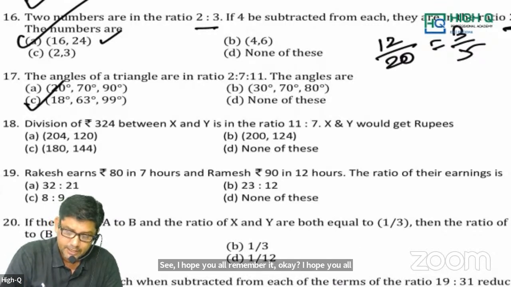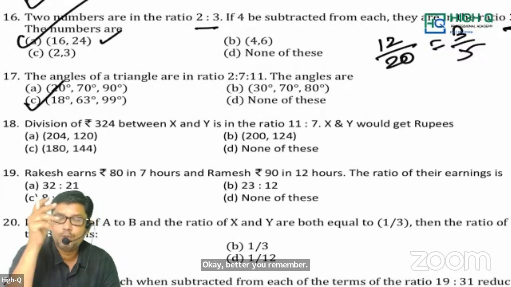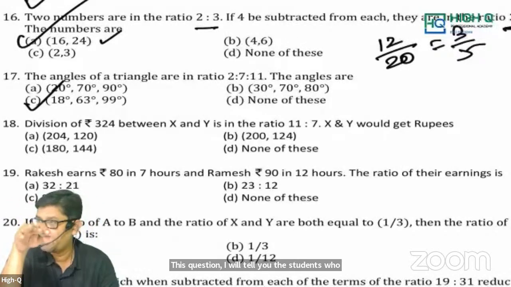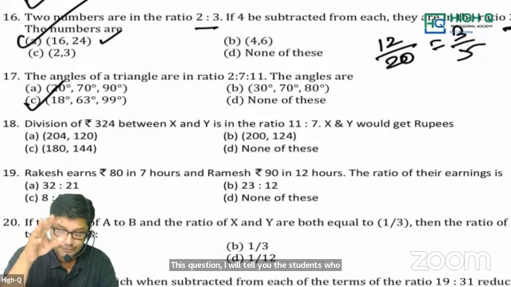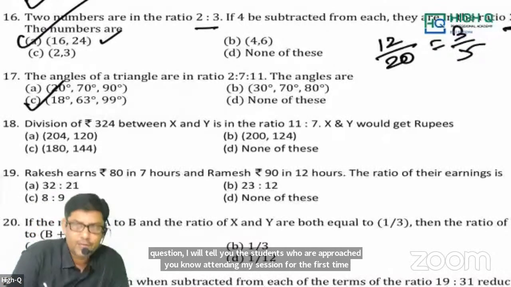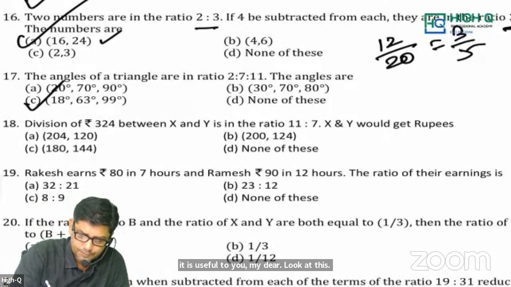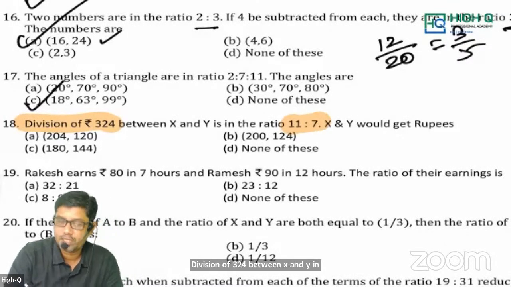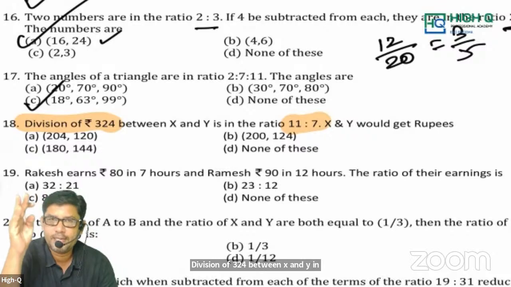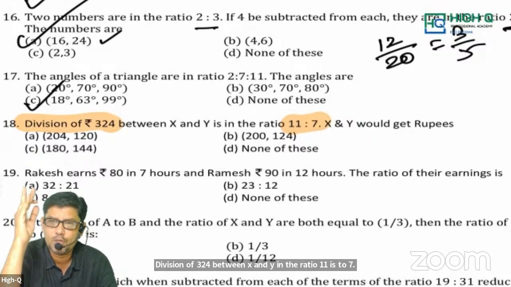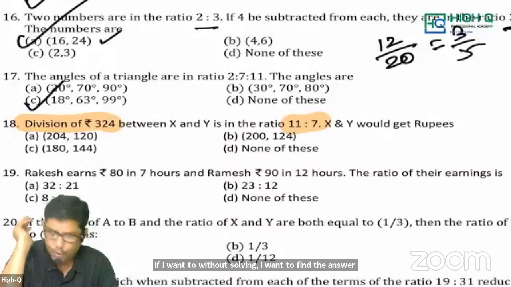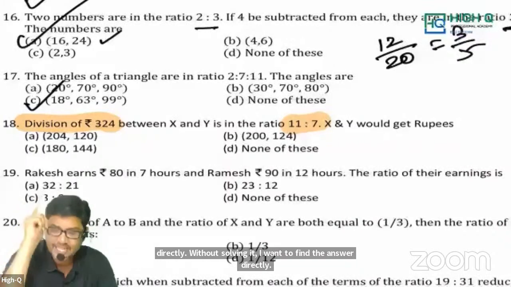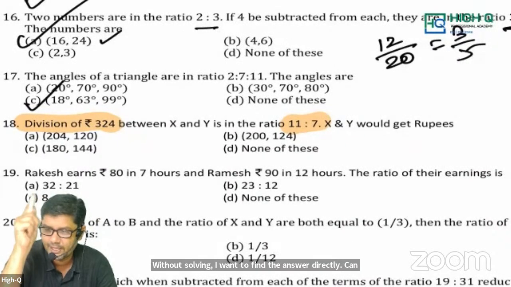And this question now, I will tell you, the students who are attending my session for the first time, it is useful to you, my dear. Look at this. For others, I think you know the method. Division of 324 between x and y in the ratio 11 is to 7. I want to find the answer directly without solving it. Can anyone give me the answer directly without solving it?